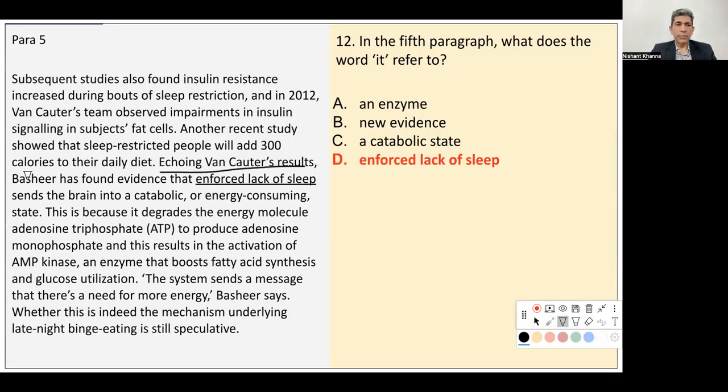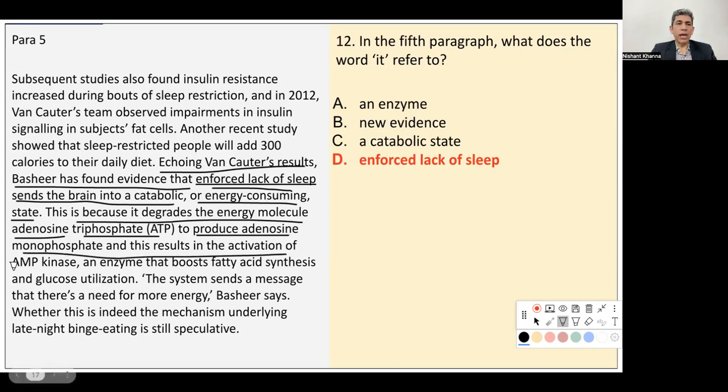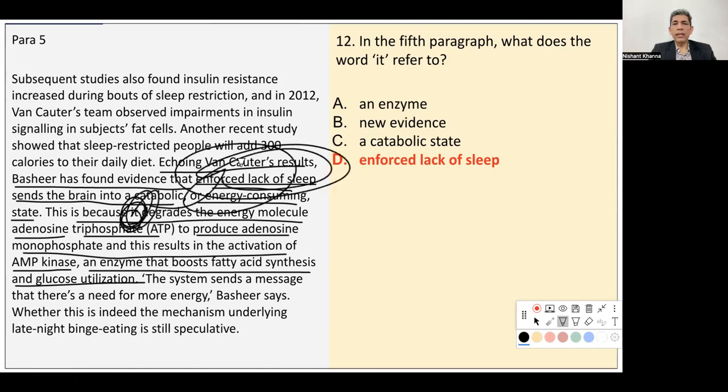Echoing Van Cauter's results, Bashir has found evidence that enforced lack of sleep sends the brain into a catabolic or energy-consuming state. Lack of sleep, okay? This is because it degrades the energy molecule adenosine triphosphate to produce adenosine monophosphate, and this results in the activation of AMP kinase, an enzyme that boosts fatty acid synthesis and glucose utilization. So what are we doing? What is the meaning of it? Because it degrades. What degrades? The enforced lack of sleep degrades.